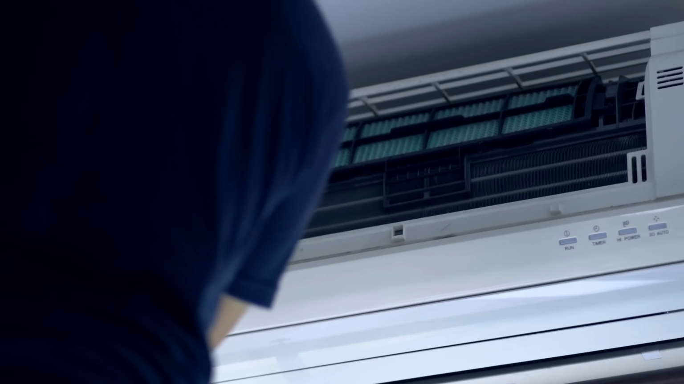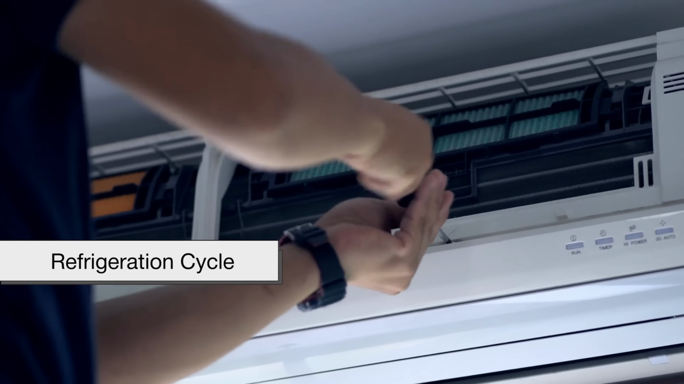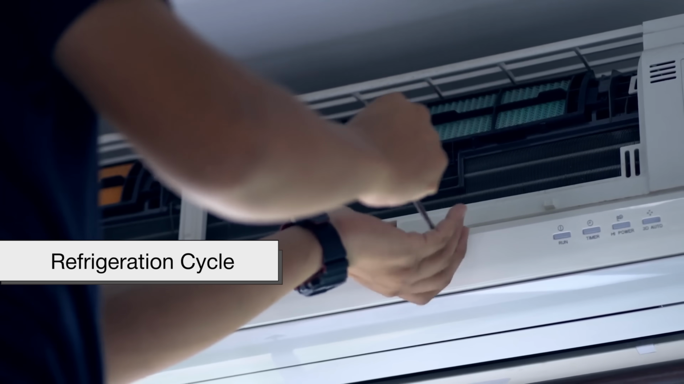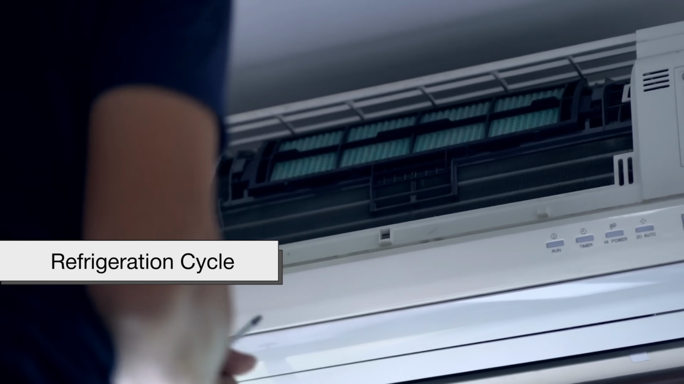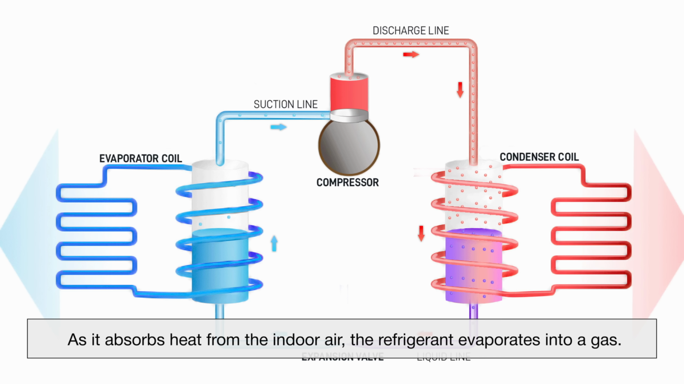At the heart of a split system air conditioner is the refrigeration cycle, a continuous process that transfers heat from the interior of the building to the exterior. The cycle starts with liquid refrigerant entering the indoor evaporator coil at low pressure. As it absorbs heat from the indoor air, the refrigerant evaporates into a gas.